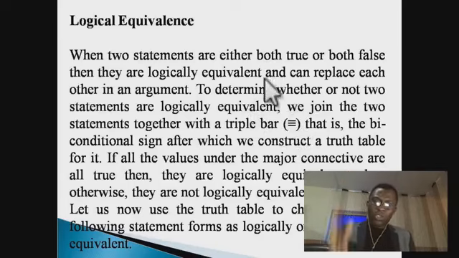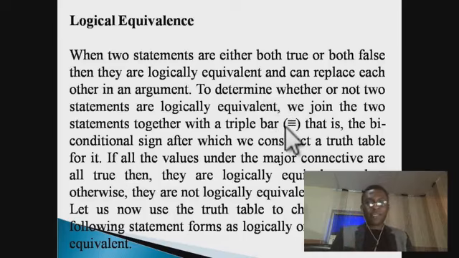If the values under the triple bar are all true, when it is tautologous, then they are logically equivalent. When not tautologous, they are not logically equivalent, which means if they are contradictory or contingent, then they are not logically equivalent. The only time when two statements are logically equivalent is when the values under the major connective are tautologous, when they are all true.